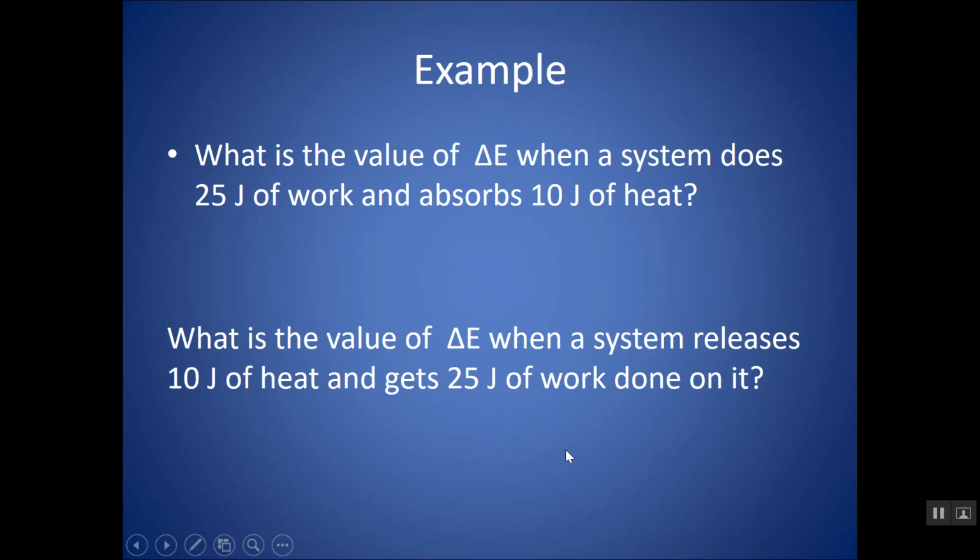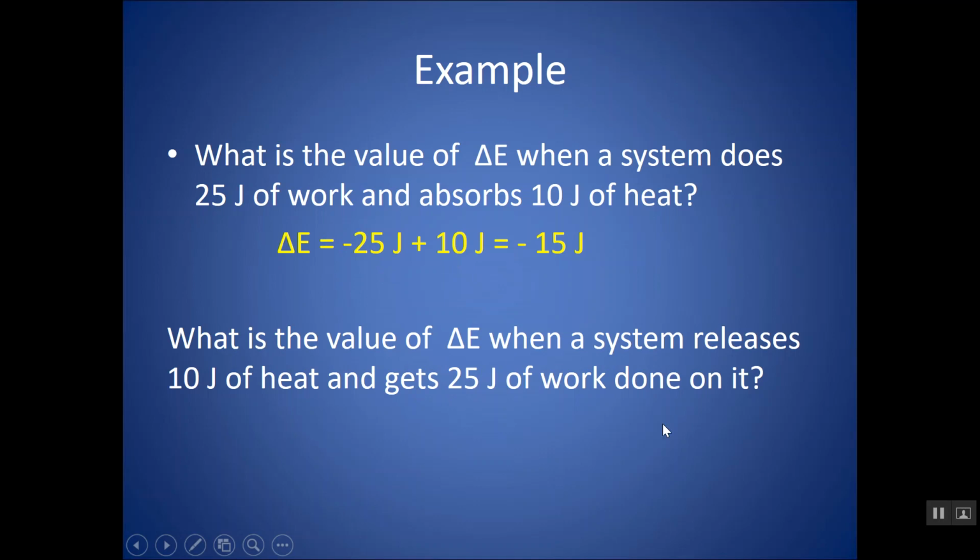So take a moment, try these examples just using these sign conventions to calculate delta E, and check your work when you're done. So delta E is just Q plus W. It's telling me that W, 25 joules of work, is being done by the system, so that would be negative, and it's absorbing 10 joules of heat, so my heat would be a positive value. So I'm doing negative 25 plus 10 from my 10 joules from my heat, and I get negative 15. I'm just doing Q plus W, but putting in my signs based on this problem statement.